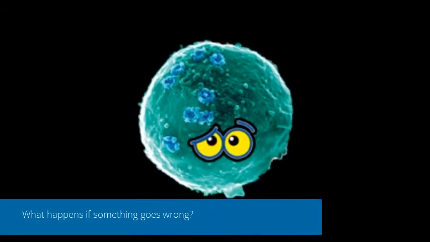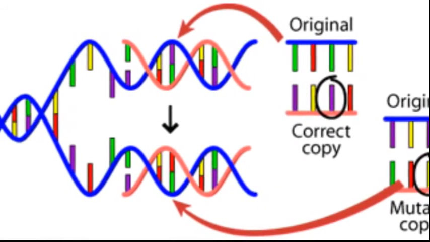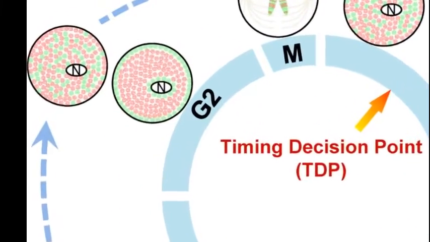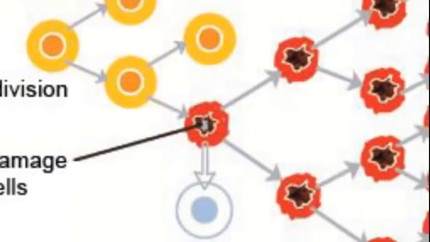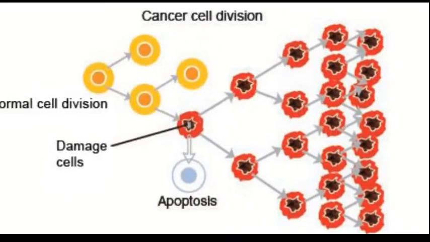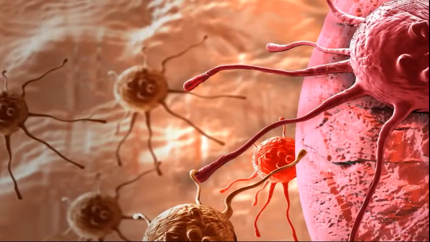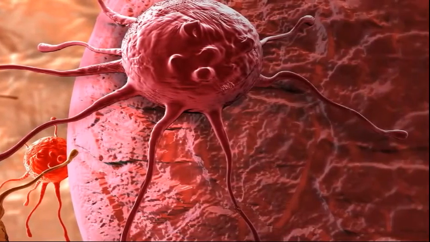What happens if something goes wrong? If a problem, such as DNA mutation, is missed in the G2 phase, which is when the DNA is checked and repaired, this can cause conditions like Down syndrome, sickle cell anemia, and cystic fibrosis. If the DNA is not repaired, then that mutated cell will continue to reproduce, creating more and more mutated cells. When the cell cycle is no longer regulated, cancer occurs. Cancer often results in dangerous and deadly tumors.